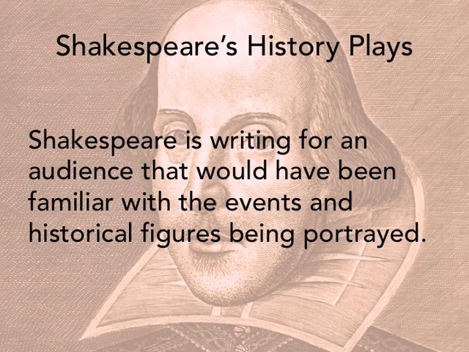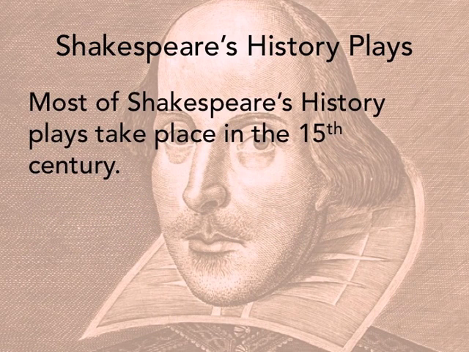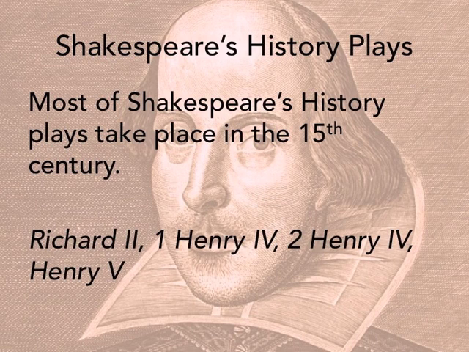This play, like a lot of Shakespeare's history plays, takes place in the 15th century, in other words, in the 1400s. This was a very volatile period in English history, English political history anyway, and that may be one reason why Shakespeare was so interested in the time period. He wrote essentially four plays, what's known as the first tetralogy, which includes Richard II, 1 Henry IV, 2 Henry IV, and Henry V, about this period.